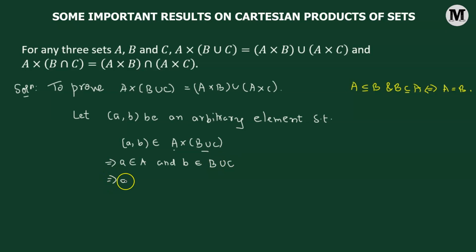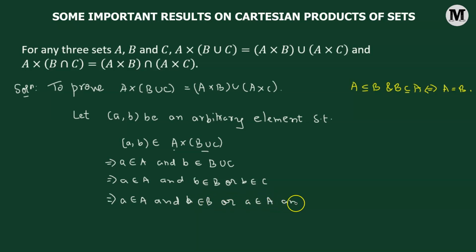Now we have A belonging to the set A and we have B belonging to B union C, which means that B belongs to the set B or B belongs to the set C. So that's the definition of a union of a set. Now we can rewrite this statement as A belonging to the set A and B belonging to the set B, or we can say that A belongs to the set A and B belongs to the set C.